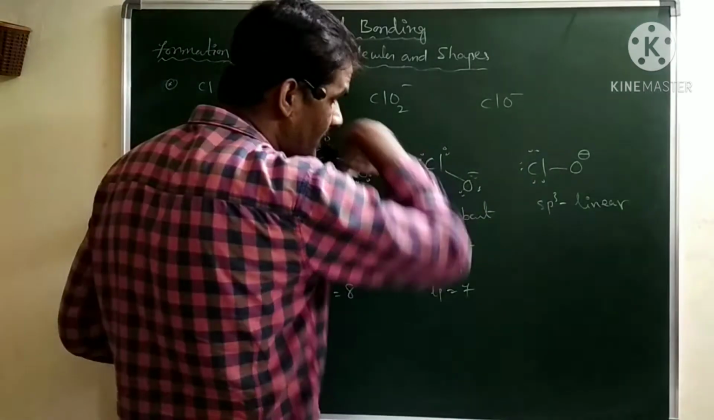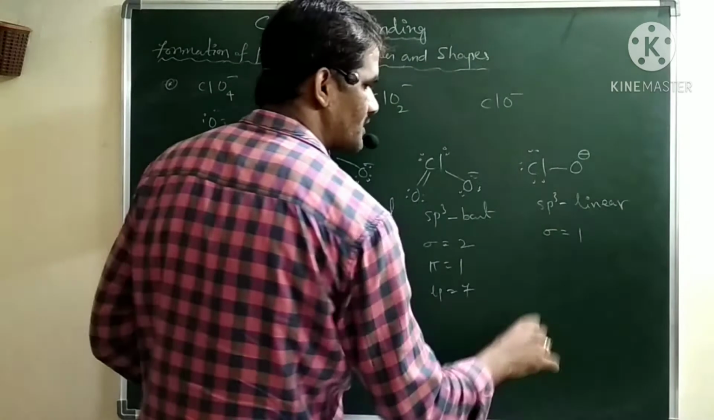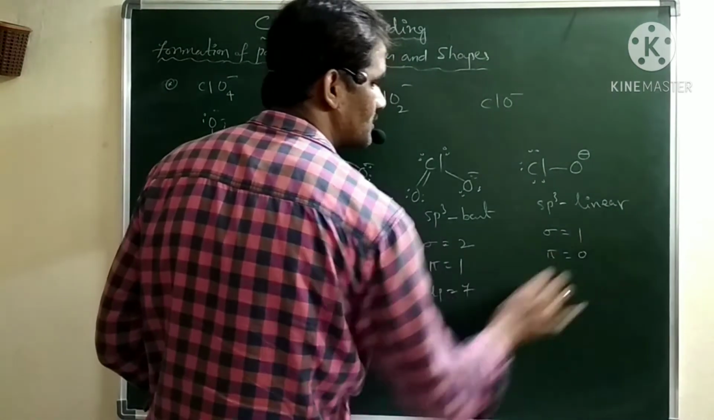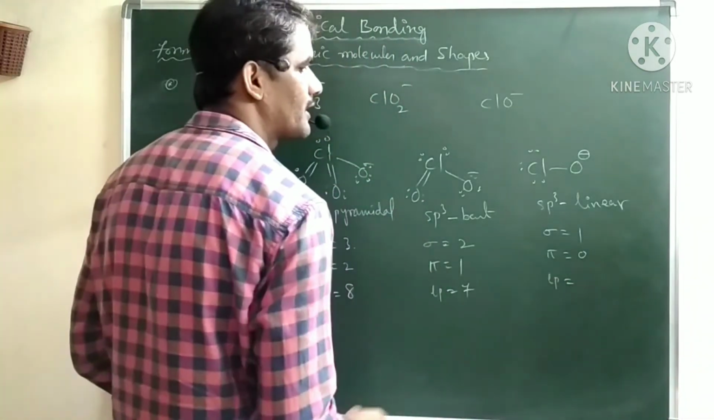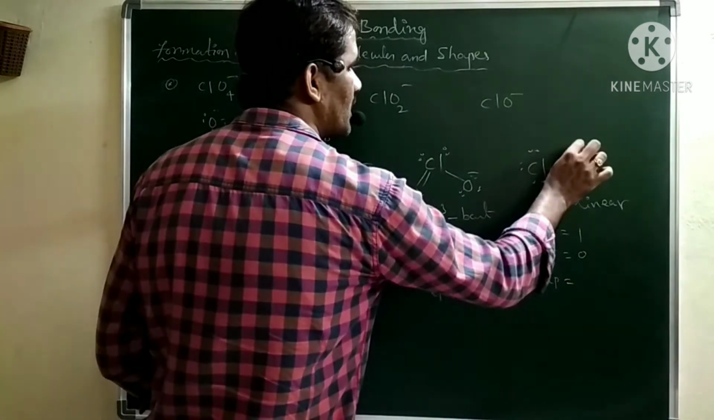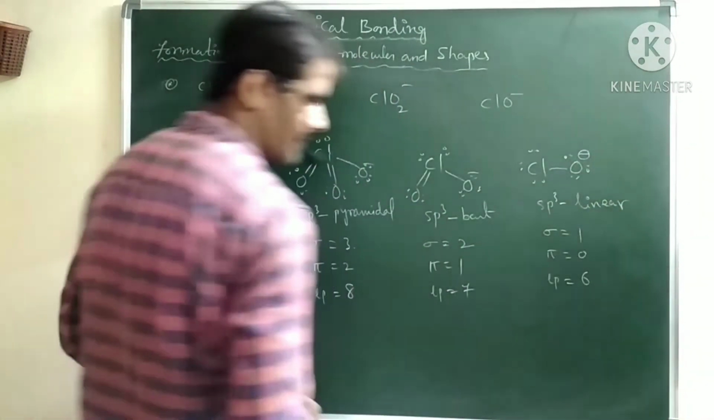Now this ClO minus has only 1 sigma bond and no pi bonds. For the lone pairs, if we count, the central atom has 3 and the surrounding atoms also 3. So in total we get 6 lone pairs on this molecule.